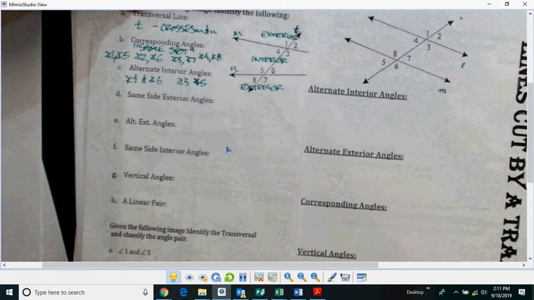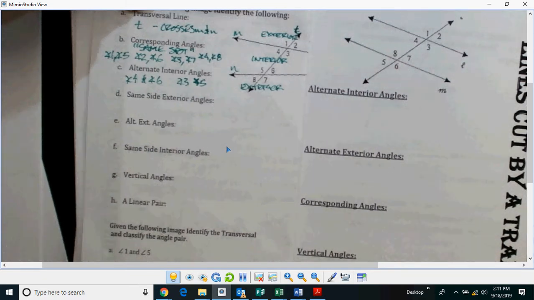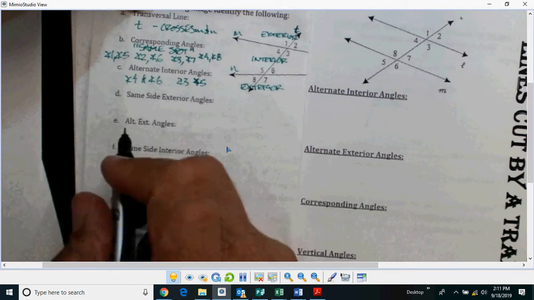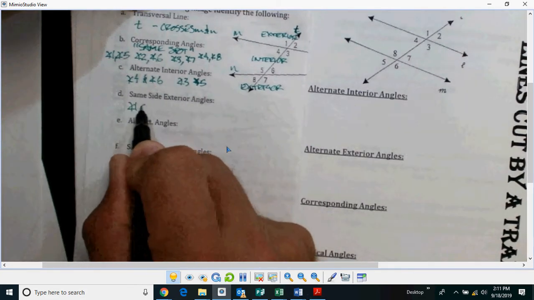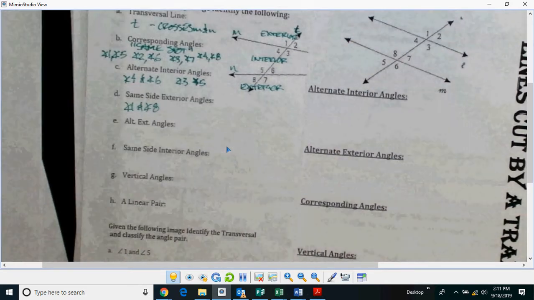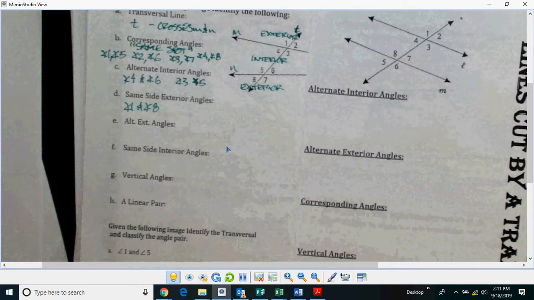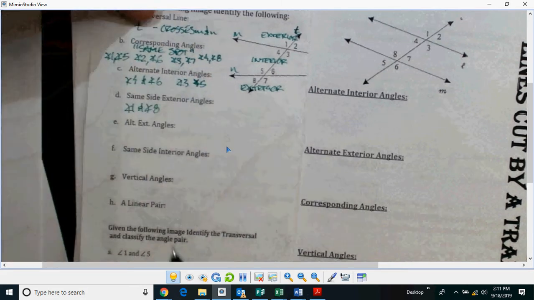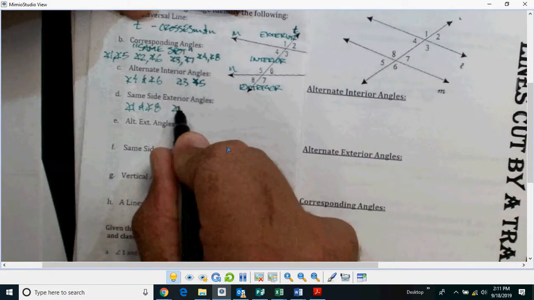All right, same side exterior. What are on the same side of the transversal, but exterior to the other lines? So 1 and 8. Coach Duhon, on B, what does that say? It says same spot. 1 and 8, and what are the other two? 2 and 7.